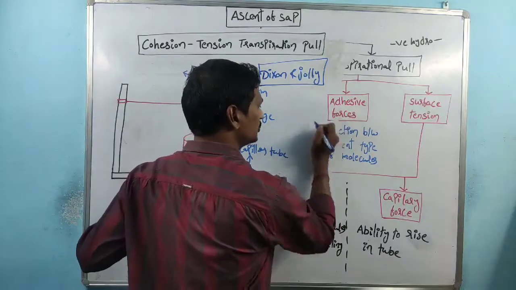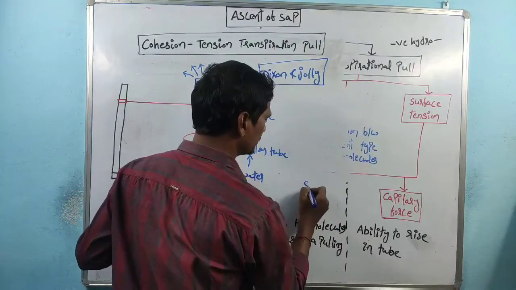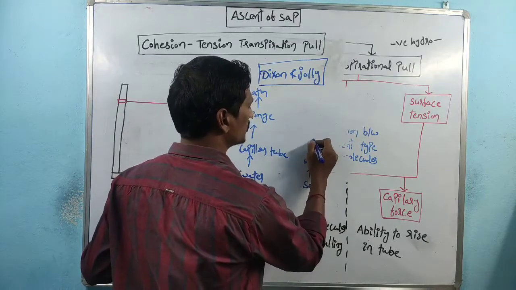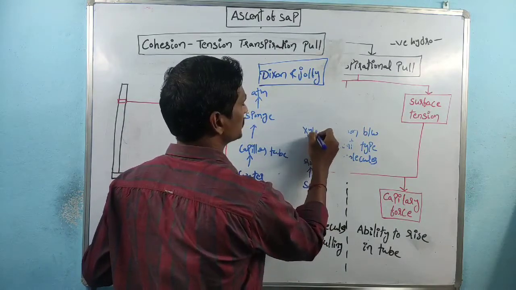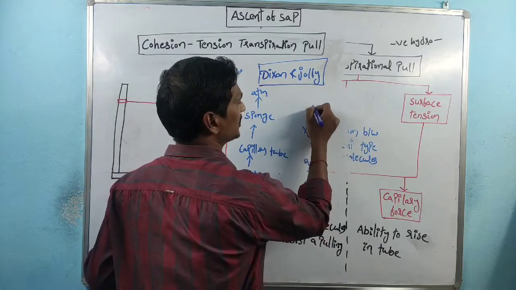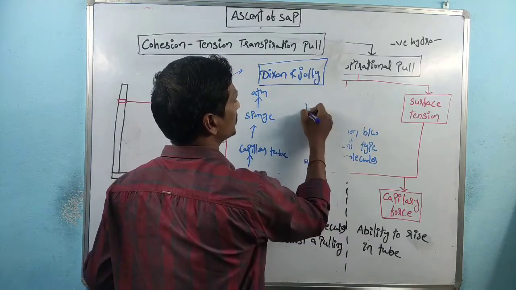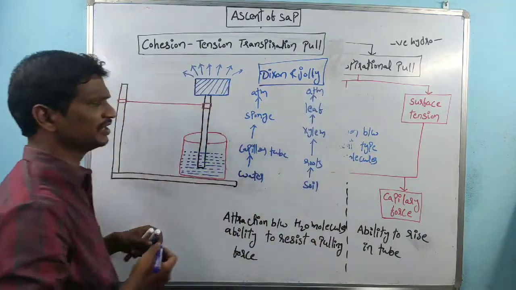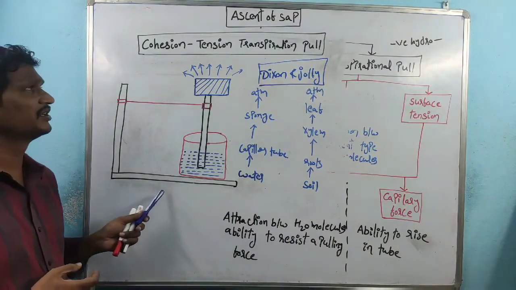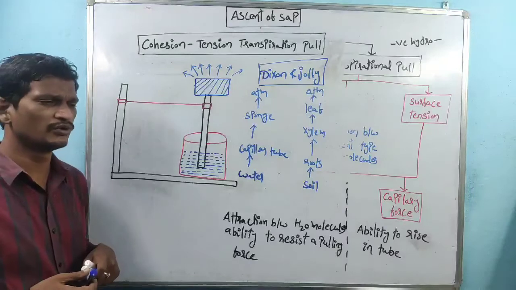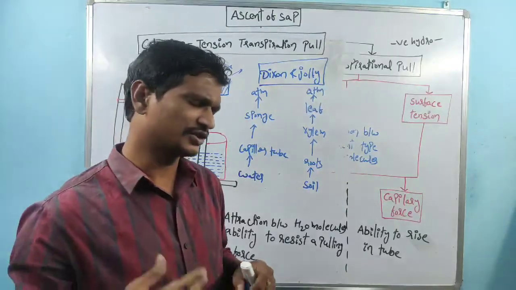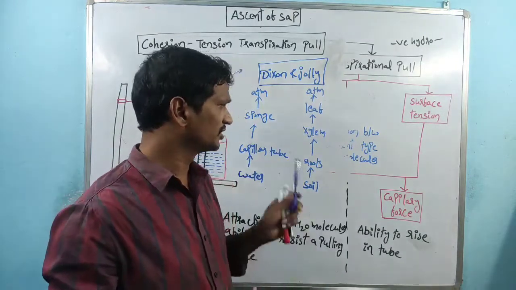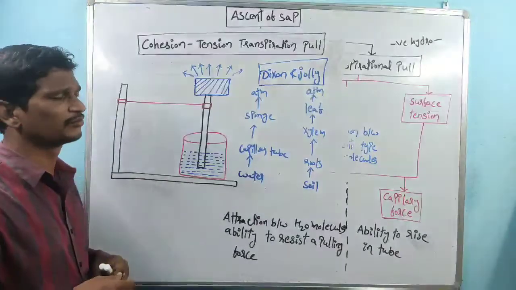Within plants, the soil contains water, and that water enters the roots. From the roots, water enters the xylem vessels. Then the water molecules enter the leaves, and from the leaves to the atmosphere. So this experiment is called cohesion tension transpirational pull, conducted by Dixon and Jolly. This is one of the evidences for the transpirational pull mechanism.